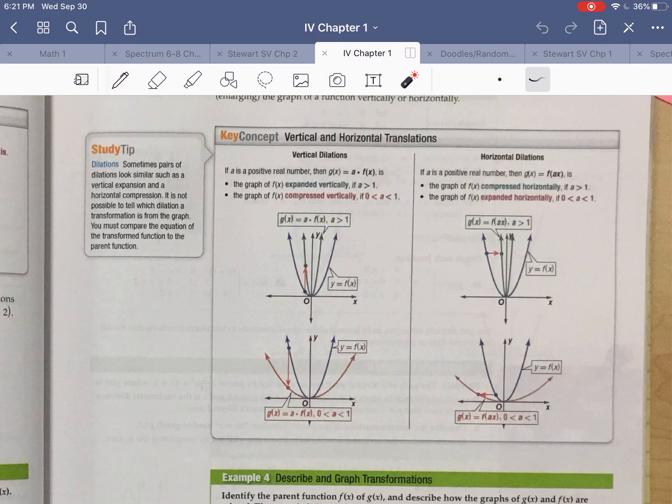Allergies, man. Alright, so vertical dilations and horizontal dilations. Dilations are just what we refer to as a stretch or a squish, or a stretch or a compression, if you want to be more technical about it. I like to think in terms of a squish, though, because I guess it's more fun to say. I don't really have a good reason for it.